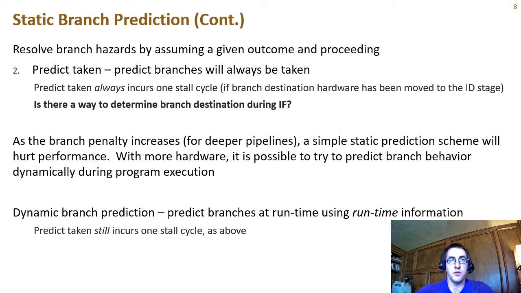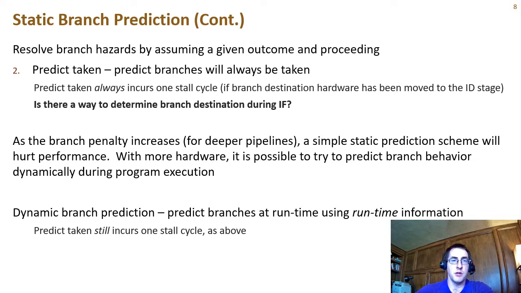An alternative would be to predict taken. So can we predict that branches will always be taken? This would always incur one stall cycle because we don't know the destination of the branch to take it to. If there's a way to determine the branch destination during the fetch stage, which we'll see that there is, then this scheme could be used. As the branch penalty increases because of a deeper pipeline, a simple static prediction scheme hurts performance because you have a bigger penalty every time you're wrong.